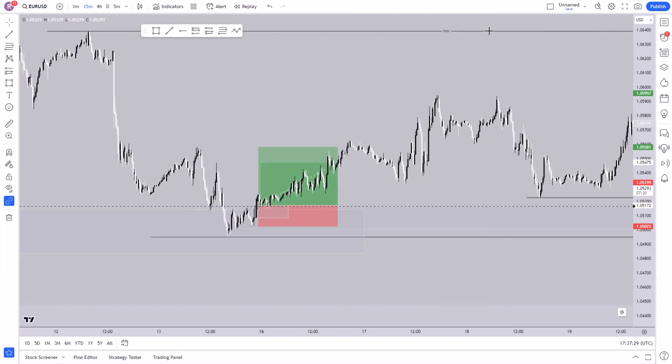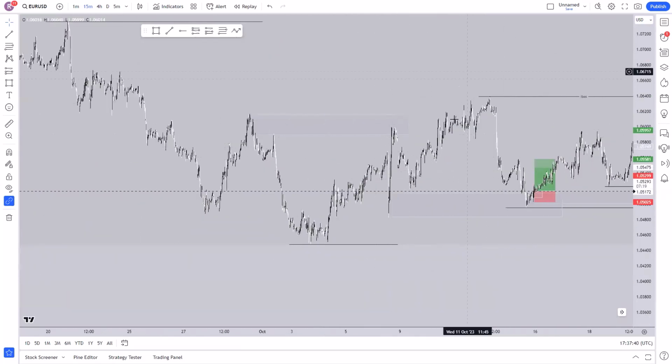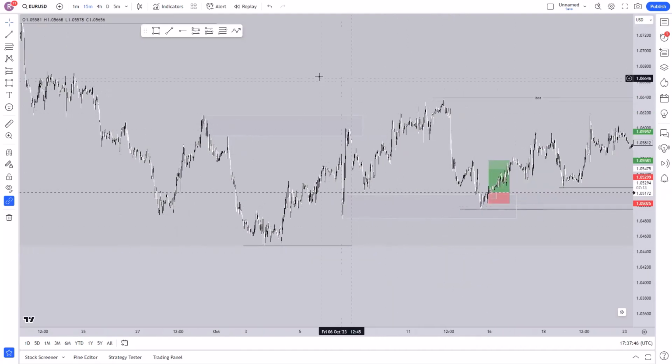How do you draw the 50-minute POI after breaking the supply zone? Okay, so you're talking about when we actually get that flip, aren't you? So like when we break this supply zone, right? Yeah, cool.